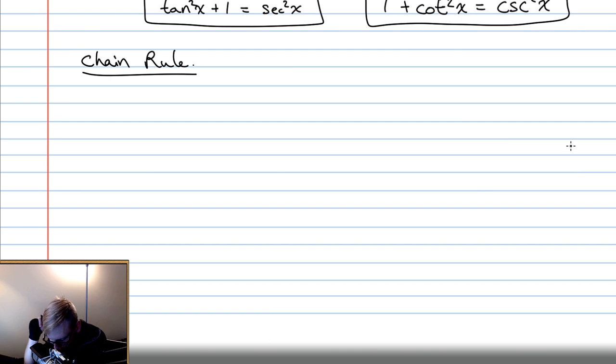So, dy/dx is the same as saying dy/du times du/dx, because there is a difference in rates of change.